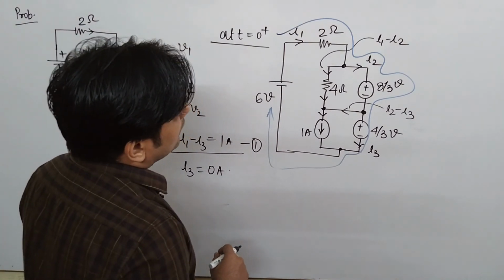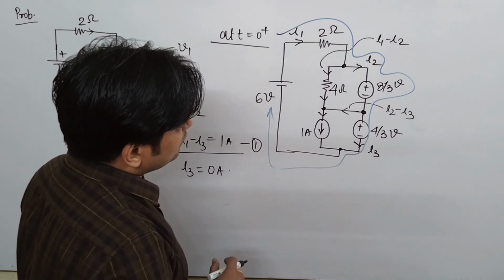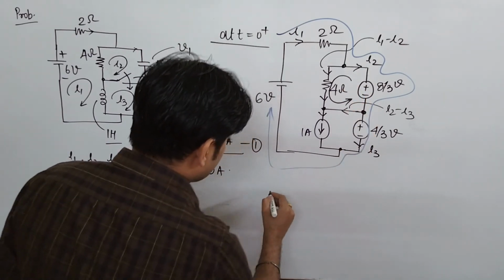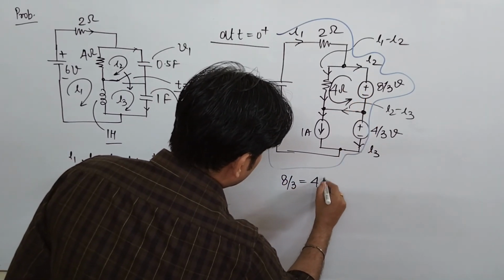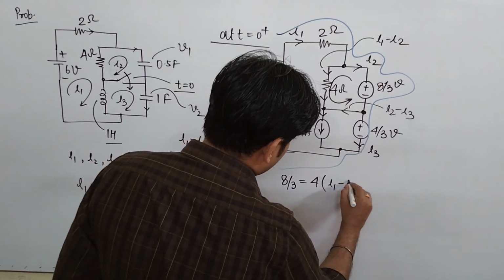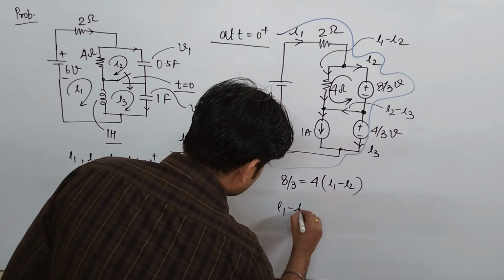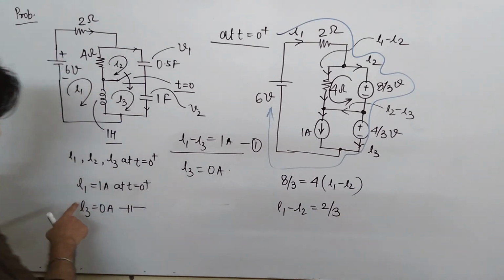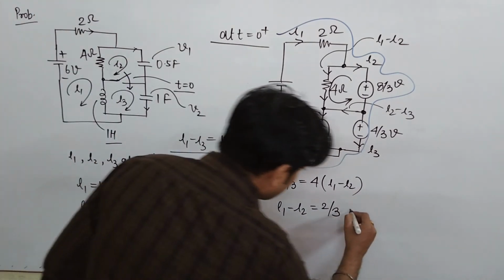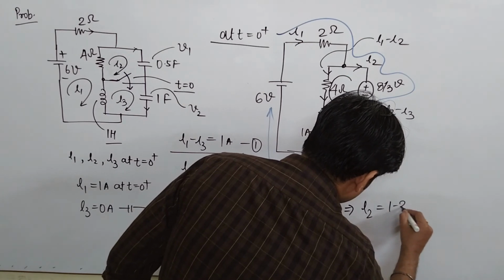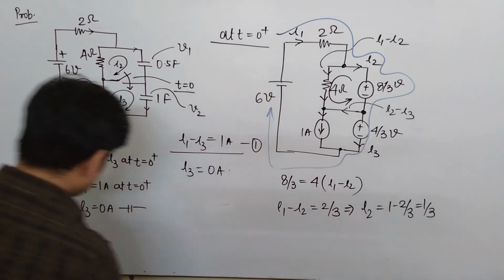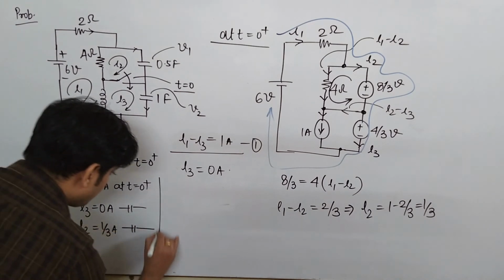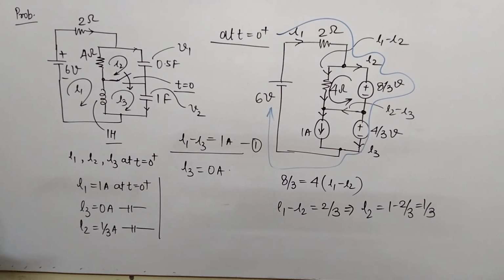So how do you find the value of I2? Just apply this loop. It comes to be 8 by 3 is equal to 4 into the current here, which is I1 minus I2. So I1 minus I2 is equal to 2 by 3. The value of I1 is 1 ampere. So from here the value of I2 comes to be 1 minus 2 by 3, that is 1 by 3. So the value of I2 is 1 by 3 ampere at t equal to 0 plus. In this way we have found all the values.